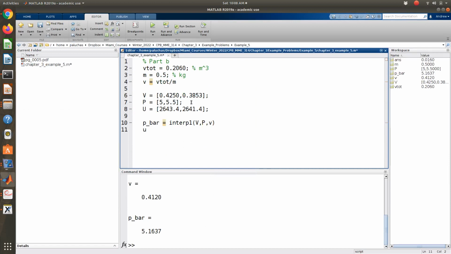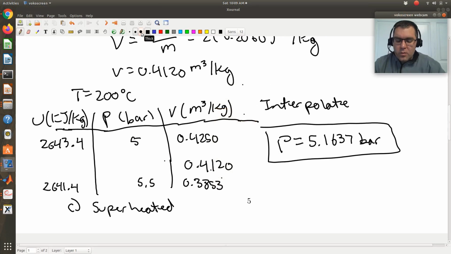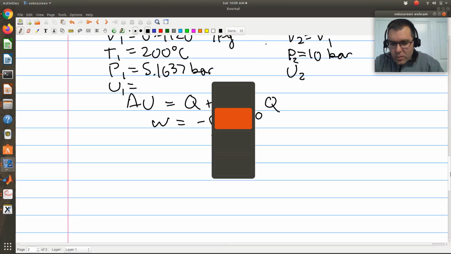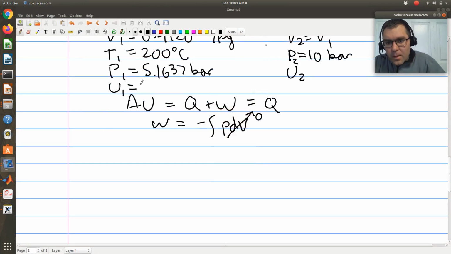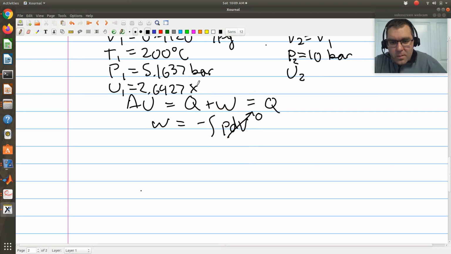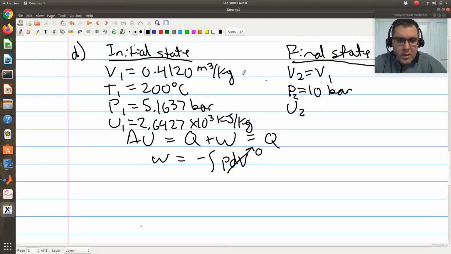Okay, and so then let's also, I'll call this U1. It's going to be essentially the same, but now instead of P, I'm going to have U. So U1 is going to be 2.6427 times 10 to the 3 kilojoules per kilogram.